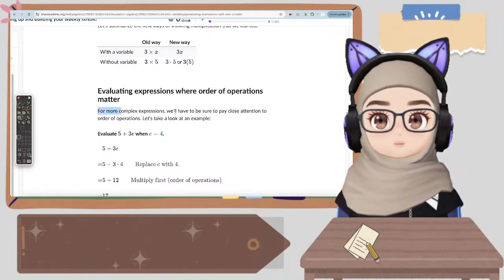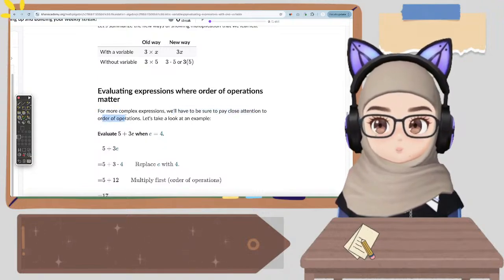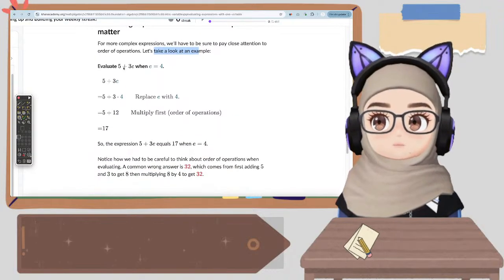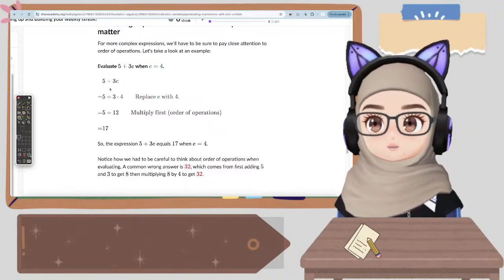For more complex expressions, we'll have to be sure to pay close attention to order of operation. Let's take a look at an example. 5 plus 3e, where e is 4.